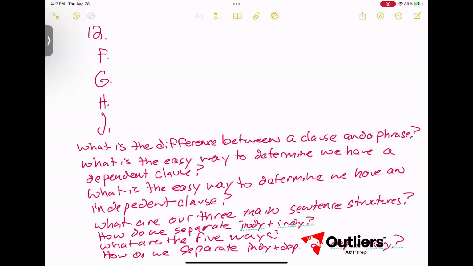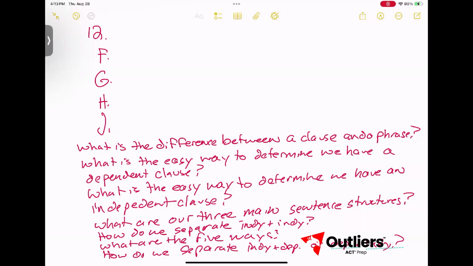As always, please retry the question before watching the video. There's several things you need to know to be able to answer this question. If you don't know the answer, please add it to your cheat sheet, master it, and go back five before continuing in the video. What is the difference between a clause and a phrase?